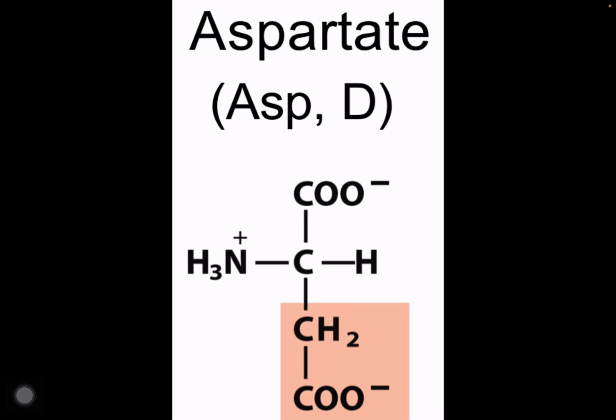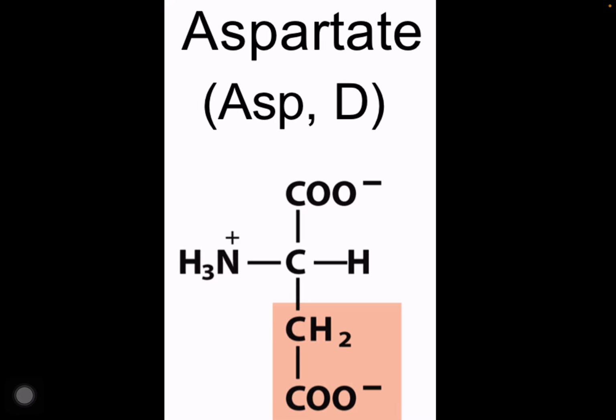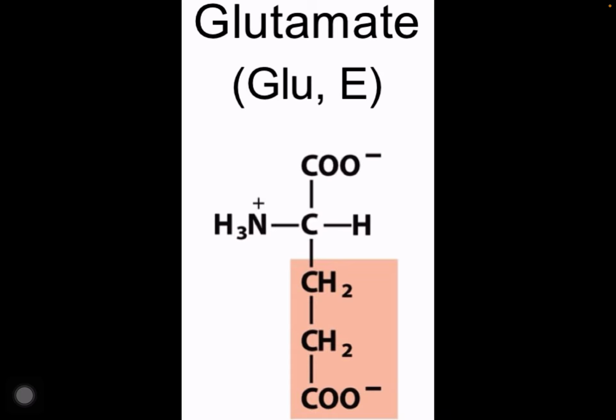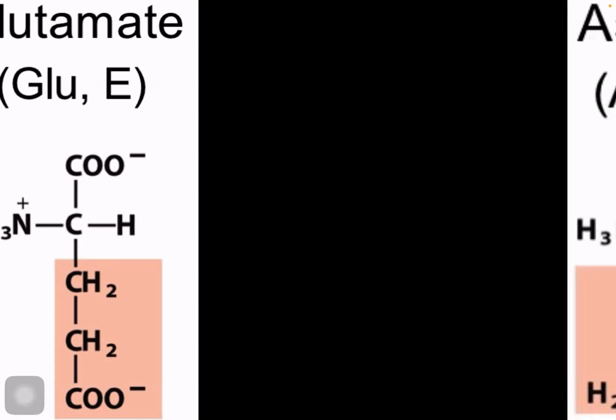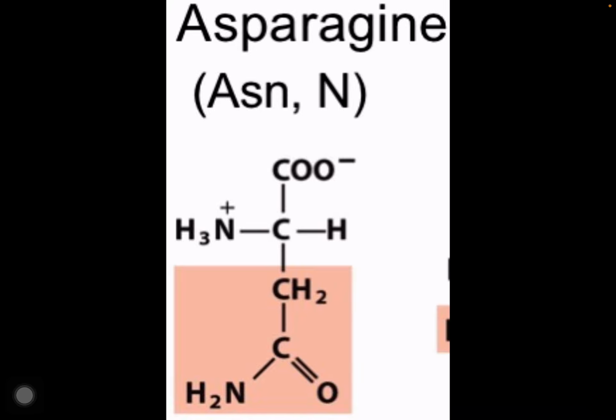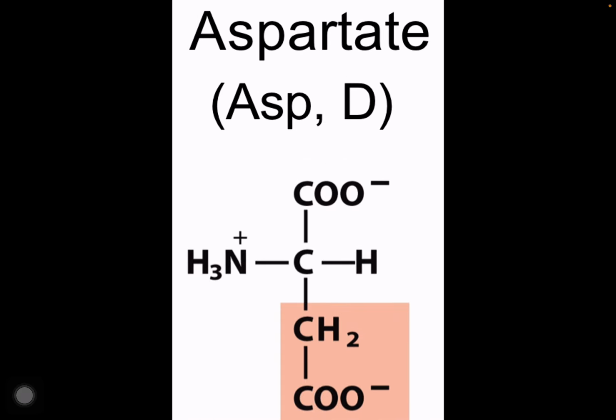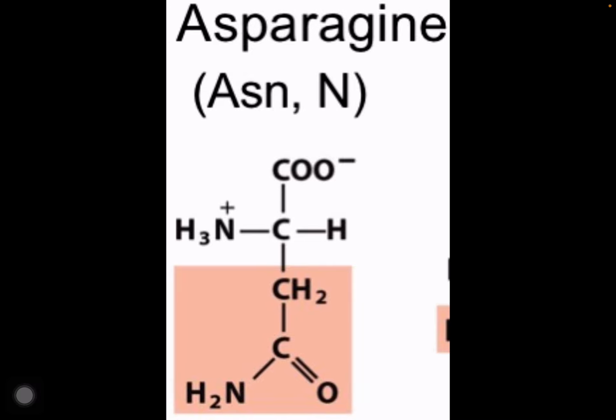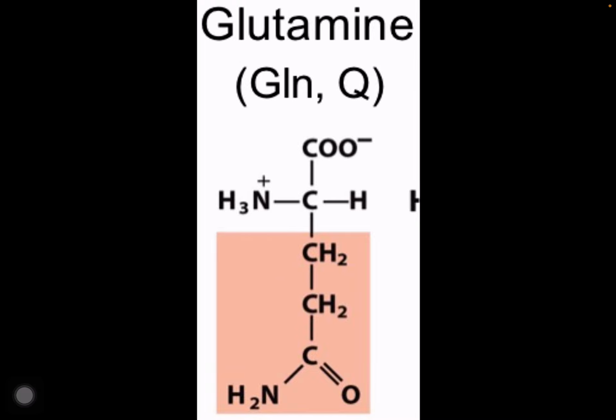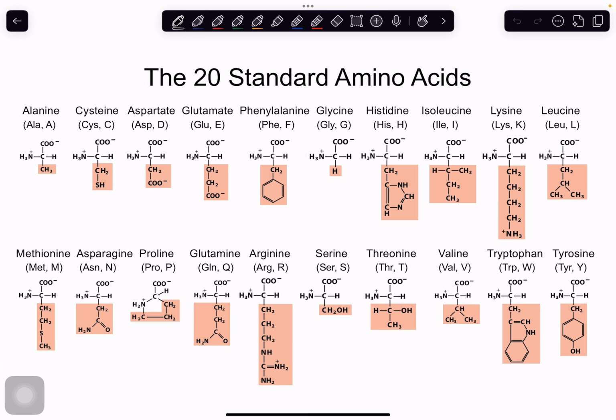The double ring. Then aspartate. Aspartate is a CH2 bound to a carboxylic acid, carboxyl, and glutamate has another CH2. And asparagine can come from aspartate, because you just add another amine, and glutamine comes from glutamate, you just add another amine. Yeah, this is the 20 amino acids, so just try to remember.